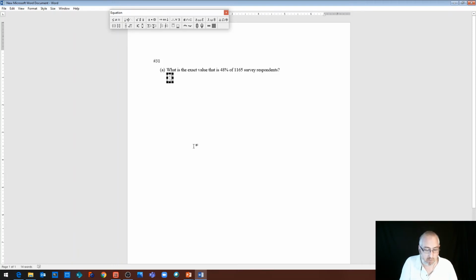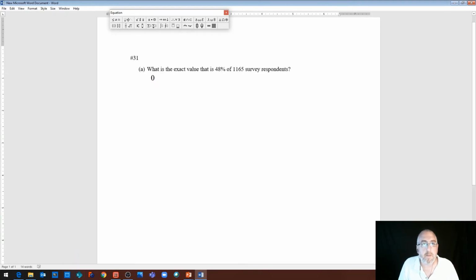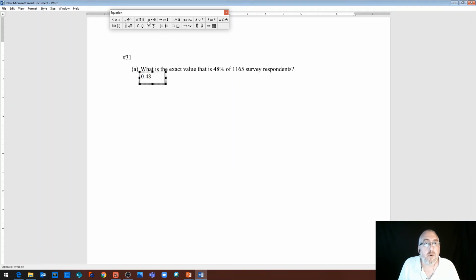Now, before you multiply, you have to do something with that percentage. Does anybody remember? Hopefully you're screaming at me, make it a decimal, because that's what you got to do. So if we want to make it a decimal, remember the decimal point has to move to the left 2 places. So we're going to write 0.48. I'm going to make this a little bit bigger too. There, so 0.48, and let's see, times 1165.